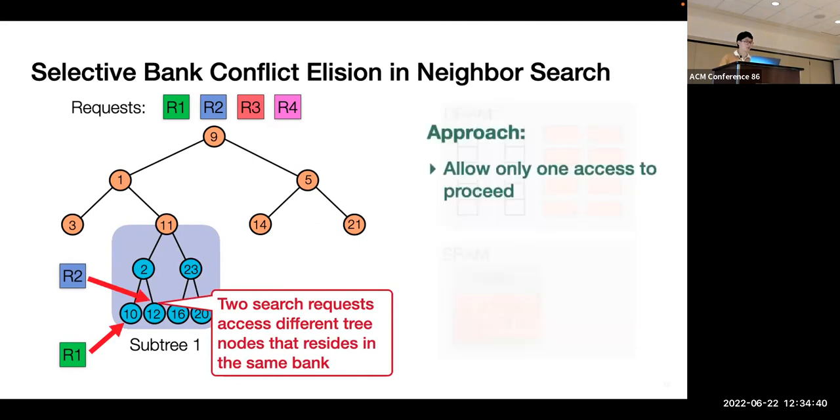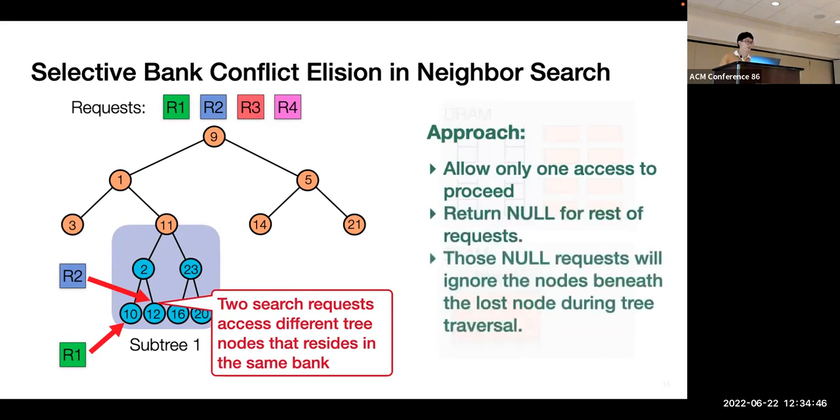Our solution to such an issue is to allow only one access to proceed and return none for the rest of the requests. For those non-requests, we just let them ignore the nodes, leaving the last node during the tree traversal. This is essentially an approximation of neighbor search.